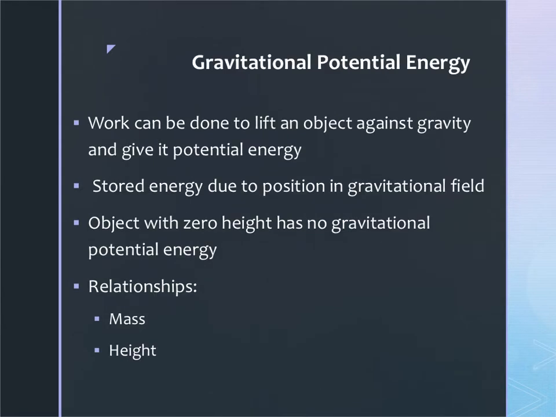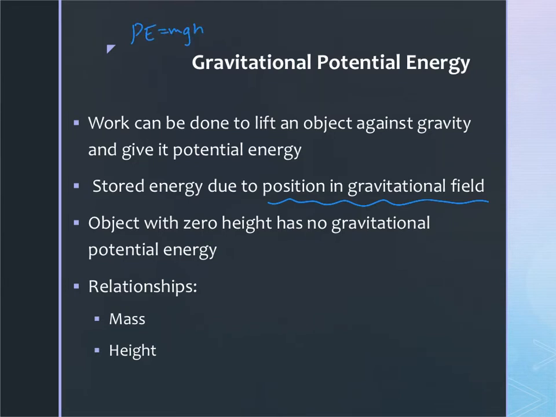Now, gravitational potential energy is a type of potential energy. So potential energy is stored energy, but gravitational potential energy is stored energy due to position in a gravitational field. So potential energy is stored based on position or condition, and this particular one is based on position in a gravitational field. And if you do work to lift an object up a vertical height, then you're giving it potential energy, because this particular potential energy is equal to mgh.